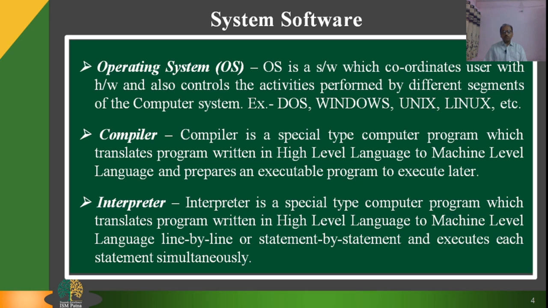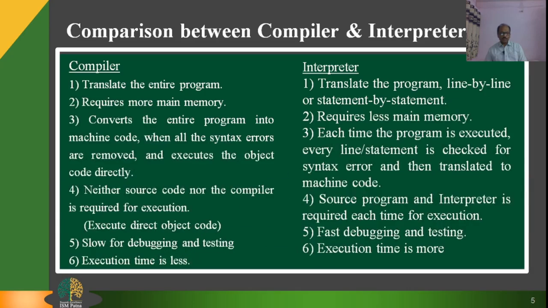So, let us look at compiler and interpreter, how they are similar and how they are different. Compiler translates the entire program, whereas interpreter translates the program line by line or statement by statement. Compiler requires more main memory, whereas interpreter requires less main memory. Compiler converts the entire program into machine code when all the syntax errors have been removed and executes the object code directly, whereas interpreter executes the program each time. Every line or statement is checked for syntax error and then translated to machine code.